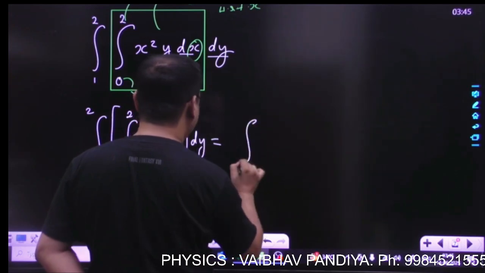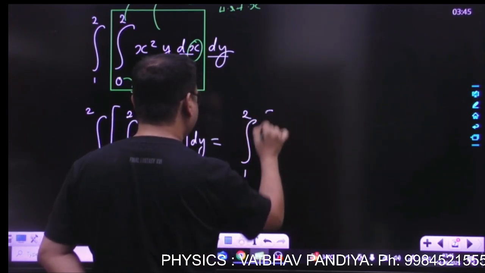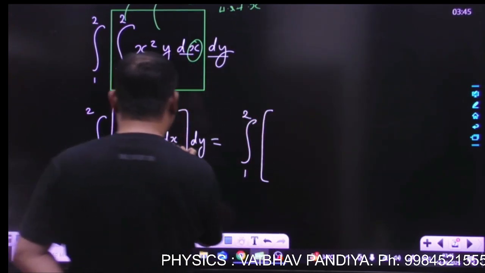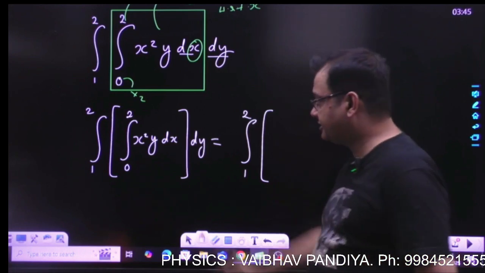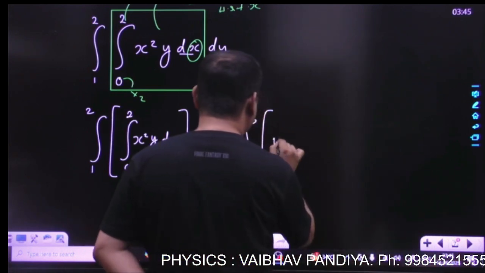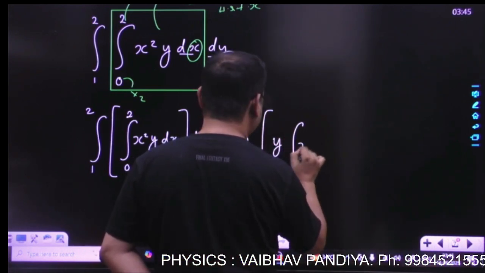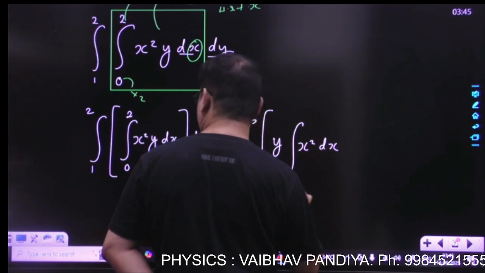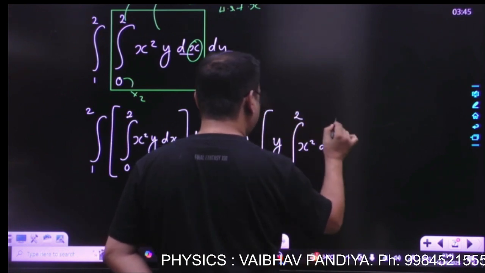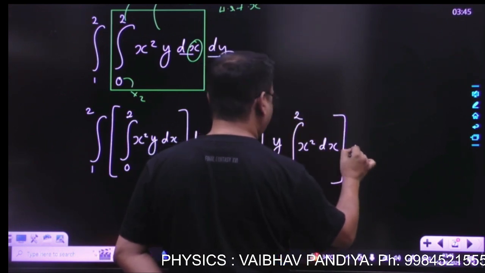I will have the integral from 1 to 2. Since you are integrating with respect to x, y will be treated as a constant, so y will come out. What is left is x square dx from limit 0 to 2, correct? And this is dy.